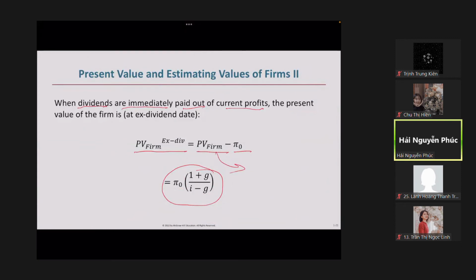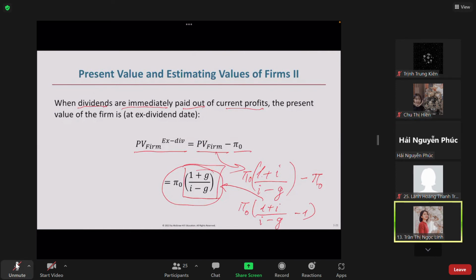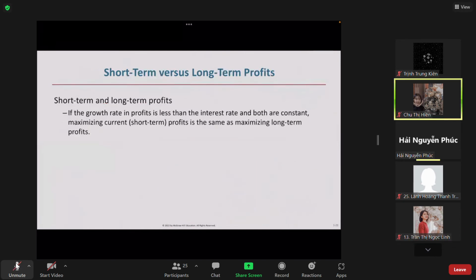So the present value of the firms is pi 0 times (1 plus I) divided by (I minus G). Okay, so we subtract the current profit, pi 0. So we have pi 0 times [(1 plus I) divided by (I minus G) minus 1]. Okay, see, and this one is essentially this one. Are you okay? You can see it? All right. Now let's go on.